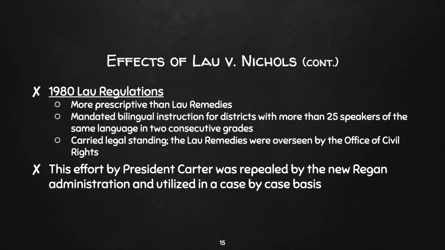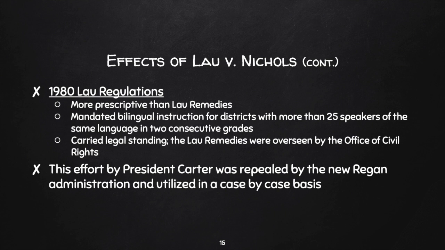On the other hand, the 1980 Lau regulations carried legal standing because they were written into federal policy under the Equal Opportunity Education Act. They were much more prescriptive than the Lau remedies, and the Lau regulations mandated bilingual instruction for districts with more than 25 speakers of the same language in 2 consecutive grades. So let's unpack this for a little bit.